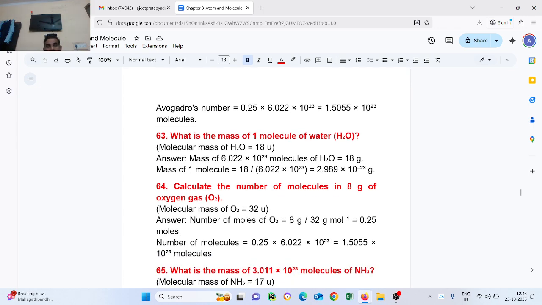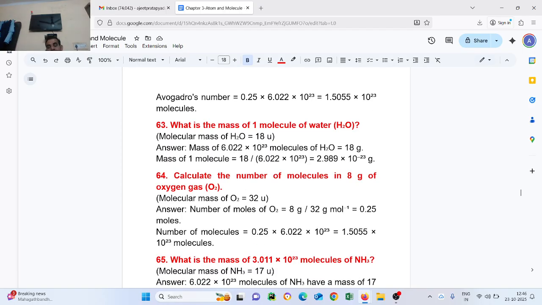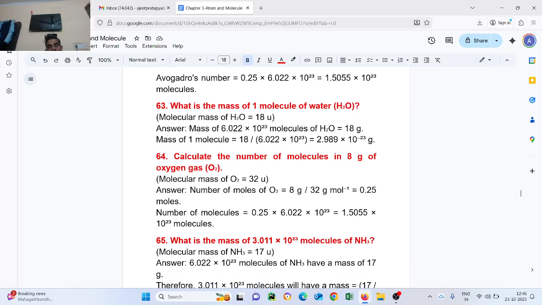Question number 64. Calculate the number of molecules in 8 gram of oxygen gas. Molecular mass of oxygen gas is 32 unit. Number of moles, given 8 gram, is 8 gram upon 32, equal to 0.25 moles. The number of molecules equals 0.25 multiplied by 6.022 multiplied by 10 to the power 23, equal to 1.5055 multiplied by 10 to the power 23 molecules.